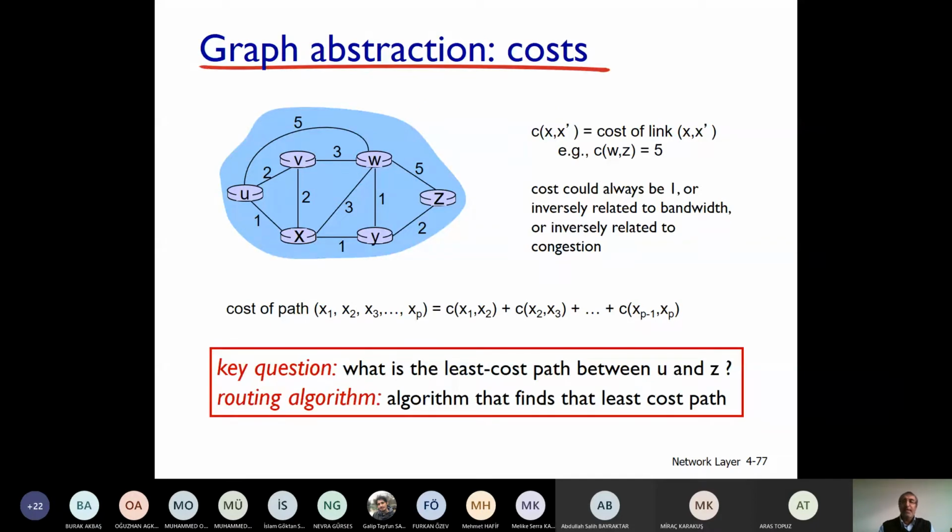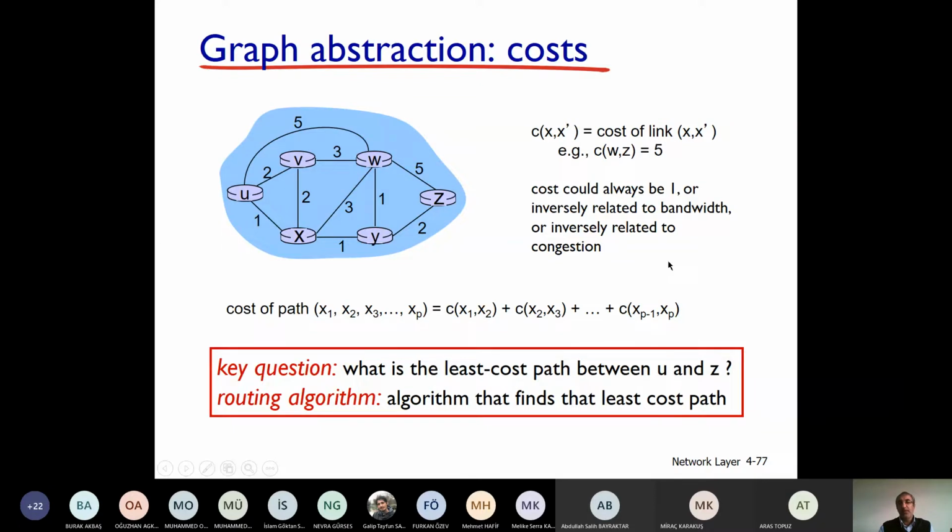One of the main terminologies that we're going to use is the cost of the link. For instance, c(x, x') means the cost of the link between x and x' nodes. If you want an example, what is the cost of the link between W and Z routers? As you see in the graph, this link has a cost of 5. This link has a cost of 2, for instance. The link between U and X has a cost of 1. The link between U and V has a cost of 2.